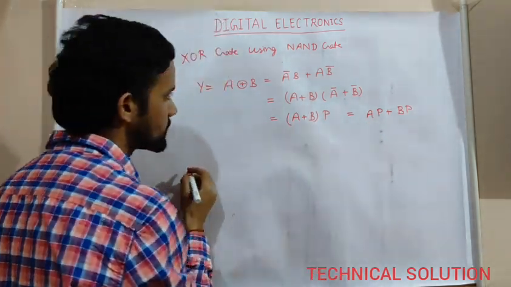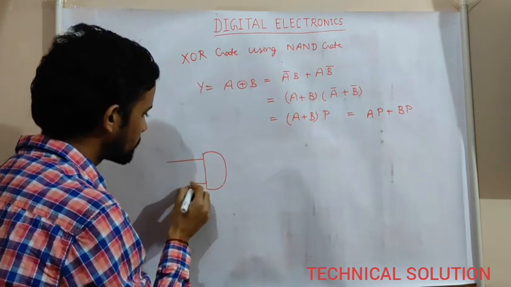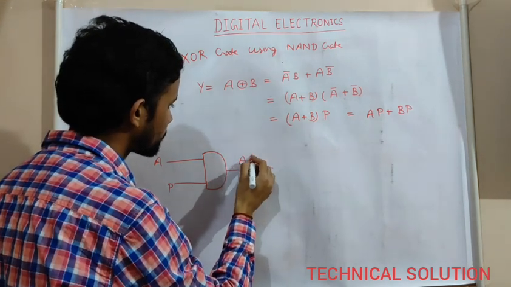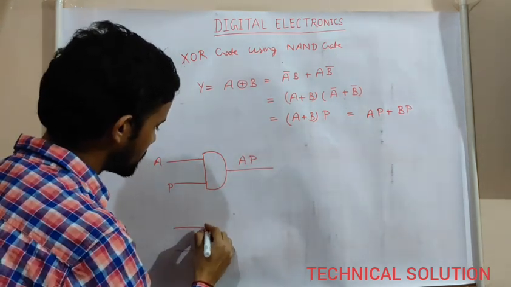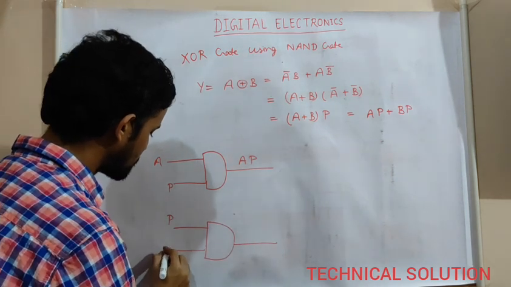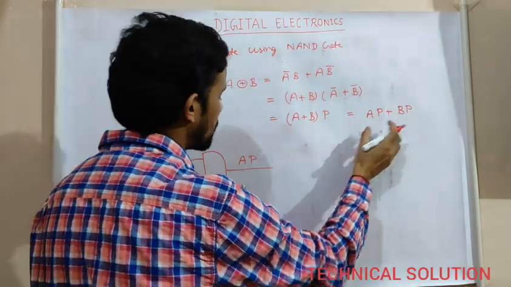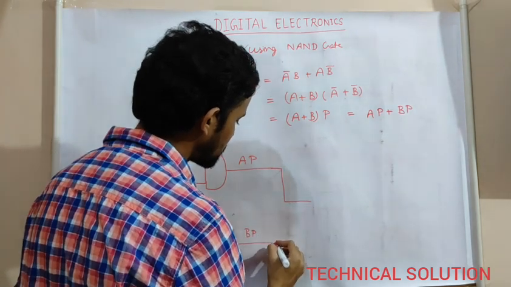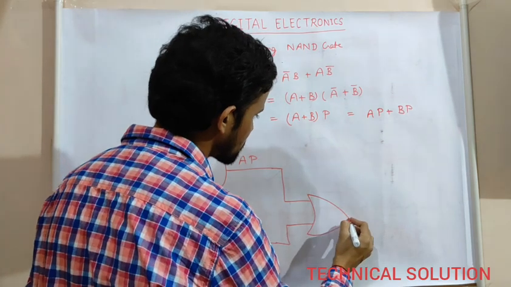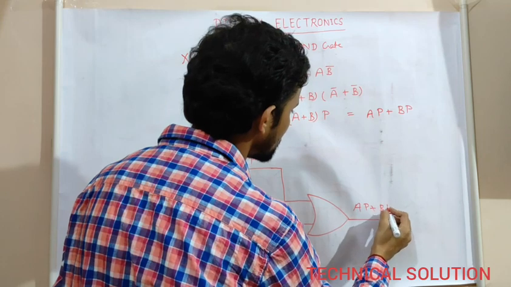This is AP, that is, it can be designed by an AND gate. This is AP, and the output is AP, and this is BP, this is P, this is BP. And for OR, we have to take an OR gate like this. We get AP plus BP.